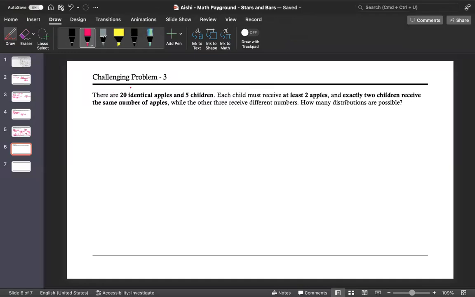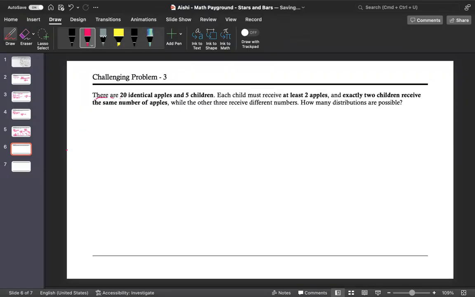Okay, challenging problem number 3, and our last problem. There are 20 identical apples and 5 children. Each child must receive at least 2 apples, and exactly 2 children receive the same number of apples, while the other 3 receive different numbers. How many distributions are possible?